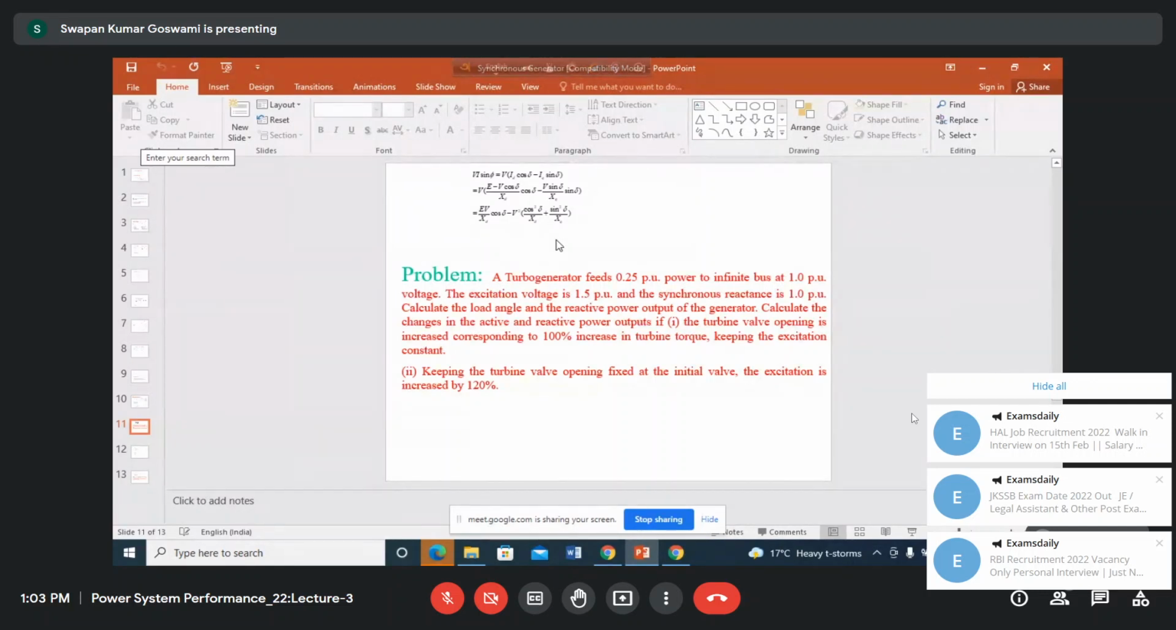Active power control, for active power control, delta has to be controlled. For controlling delta, you have to control the input power to the turbine, and for control of reactive power or for control of voltage, you have to control the field current of the generator. Okay, so we have discussed the salient pole generator, how that may be controlled.